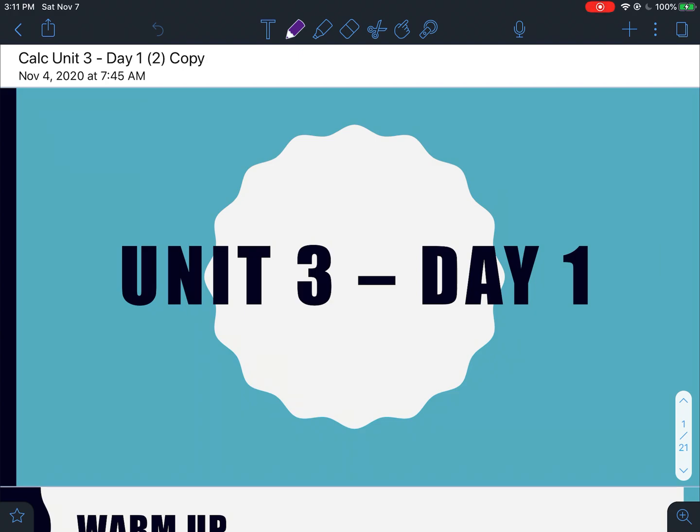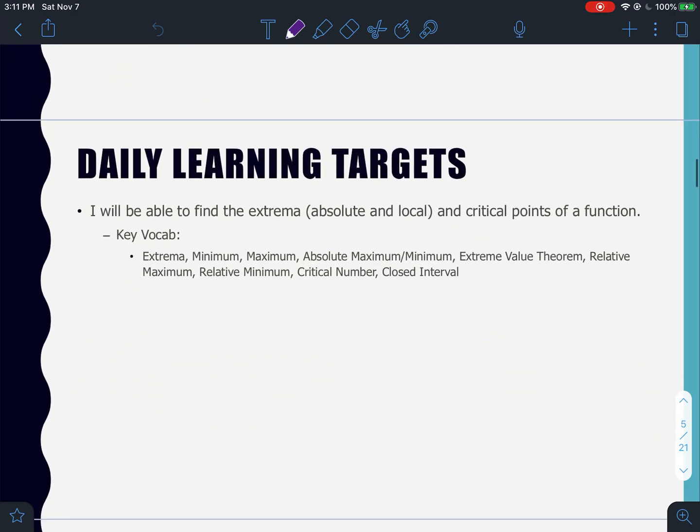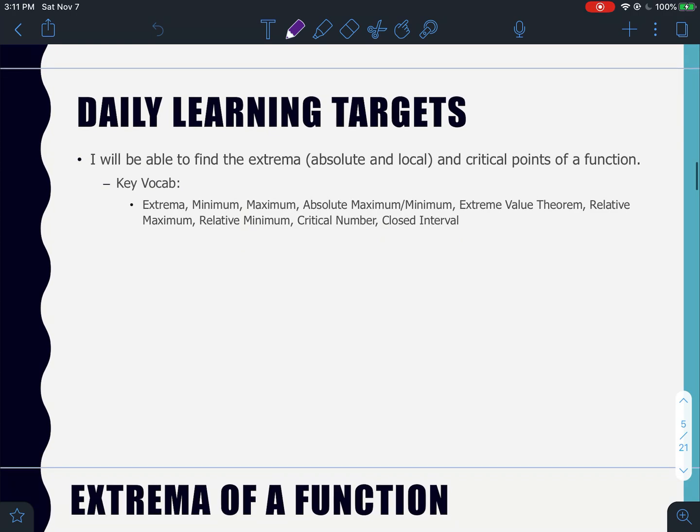These are your notes for Unit 3, Day 1 of Calculus. If you would like to see the warm-up, the review question, or any of the test questions we covered in class today, just look at the finished notes.